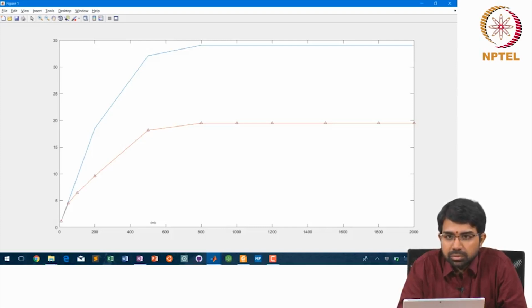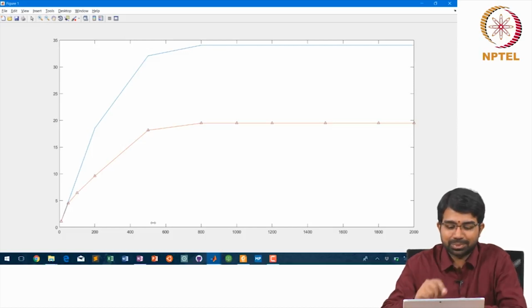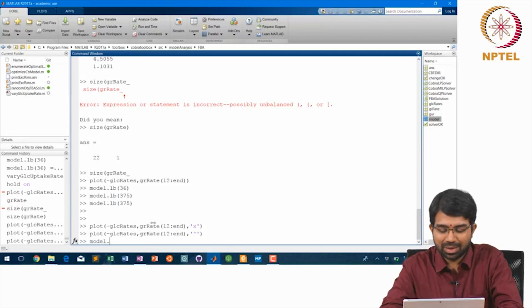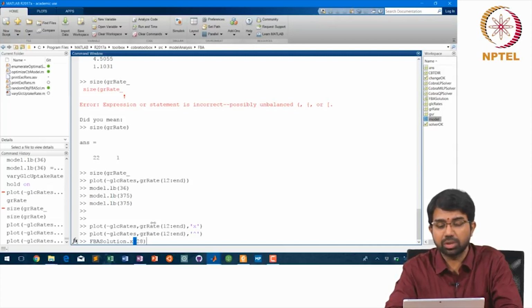So why should it change though? If you have say two constraints and one objective function and it intersects at one point, that is the answer in the first case. Model dot FBA solution dot x 28. What should this value be?